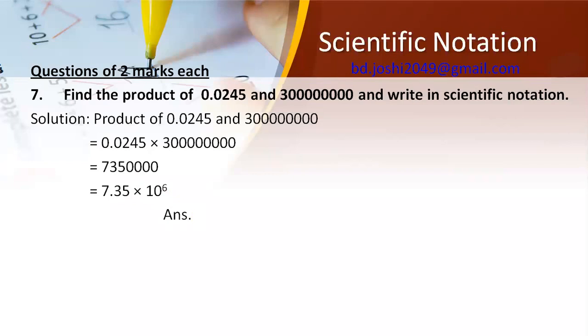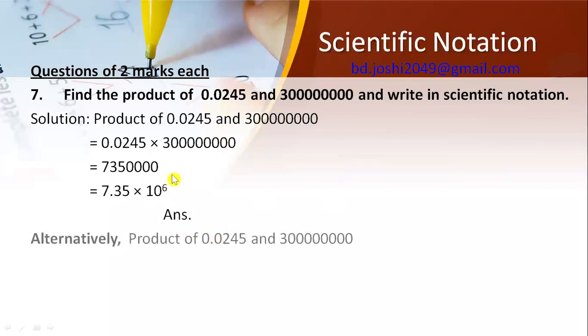Now we can do the same question by a different method also. That means by converting this 0.0245 as well as 30 crore into scientific notation. First convert into scientific notation, then you can multiply. That is another method. 0.0245 is equal to 2.45 into 10 to the power minus 2. Move the decimal 2 digits to the right side. So it becomes 2.45 into 10 to the power minus 2.